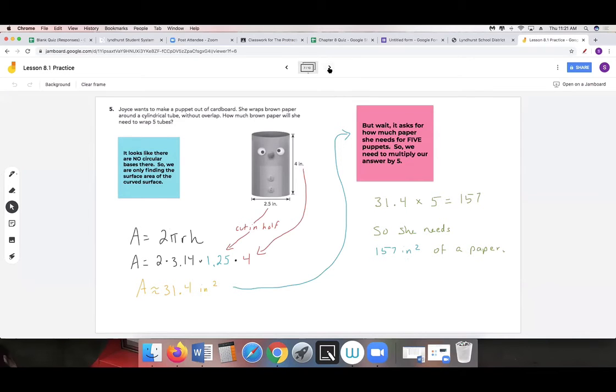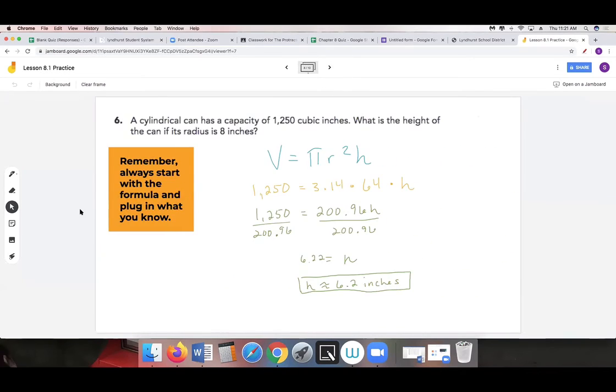Okay, moving along. Number 6, a cylindrical can has a capacity of 1,250 cubic inches. What is the height of the can if the radius is 8 inches? So guys, don't forget, we're always going to start with the formula. So here's the formula. Now we plug in the things we know. In this case, we know the volume. We know pi and we know the radius. So that means we know the radius squared, because if the radius is 8, squared is 64.